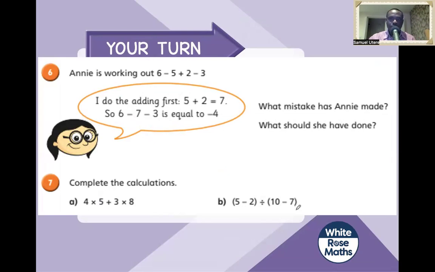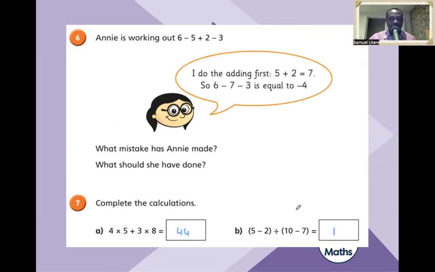All right, assuming you've paused the video and you've answered questions 6 and 7, here are the answers. So here you were asked, Annie is working out 6 subtract 5 add 2 subtract 3. Yeah, 6 minus 5 plus 2 minus 3. So here she says, I do the adding first, 5 plus 2 equal to 7. So 6 minus 7 minus 3 is equal to -4. What mistake has Annie made?